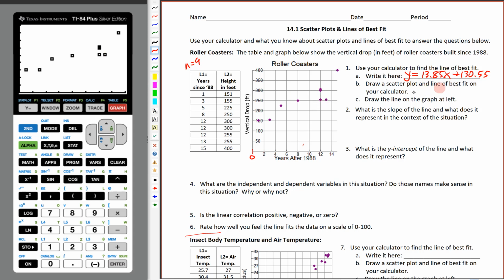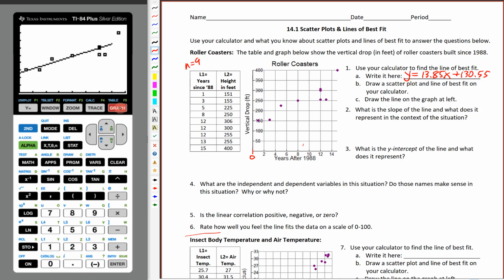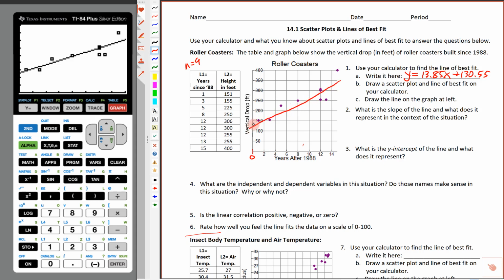Now, what we didn't do is draw the line of best fit here. So in order to do that, remember, we've actually got to put that equation in. So this is going to be 13.85x, and let's see, plus 130.55. And now we'll go ahead and graph. Okay, so it looks like it's a little bit below this one and then right below the two of those. So it's going to go about like, okay, that's not perfect, but we'll just have to go with it. Okay, so that's what the line of best fit looks like there.